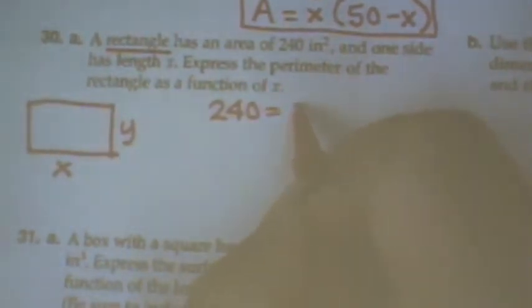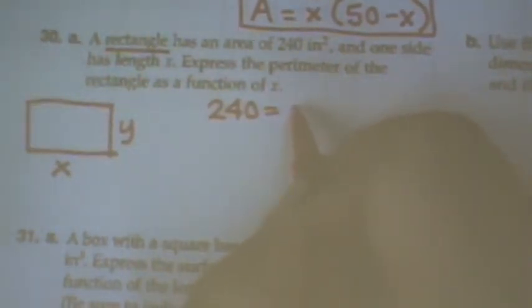The area of this is 240. What do you write? Area is 240. Help me out. Someone, come on. 240 equals x times y. I know you know this.